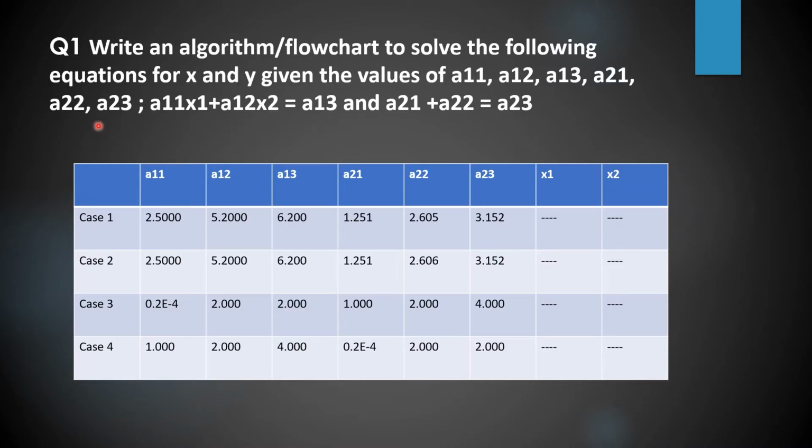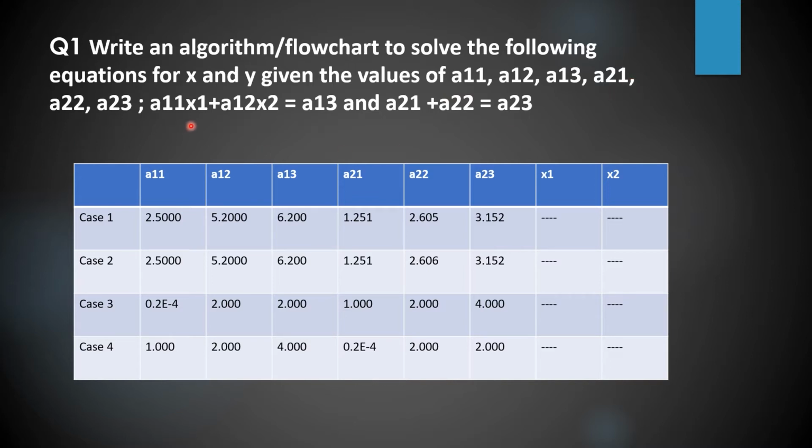So now we have to solve question number 1 of paper number 1 of Computer Oriented Numerical Method. In this question we have to write an algorithm or flowchart to solve the following equations for x and y, given the values of a11, a12, a13, a21, a22, a23.